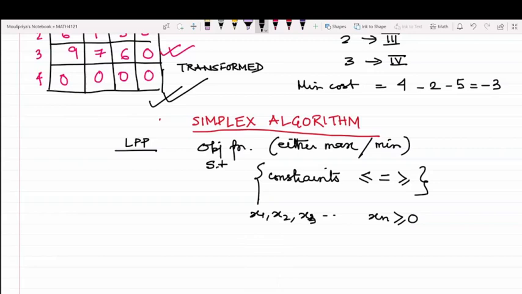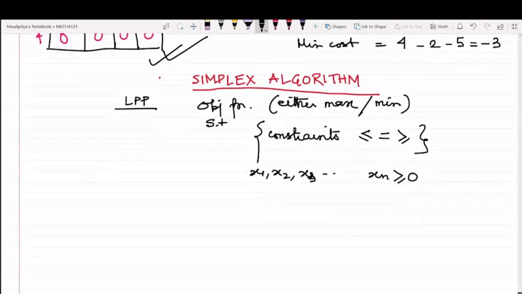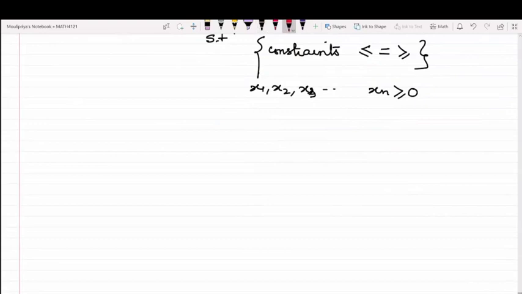Now, what is important is we talk about a few other forms of linear programming problem that are helpful in the simplex algorithm. The first thing that we are going to talk about is the canonical form.